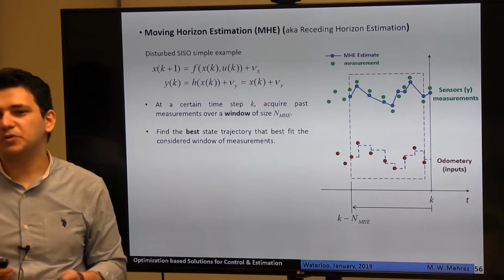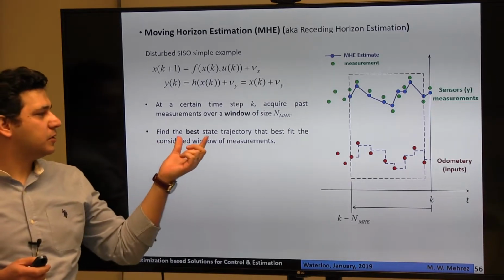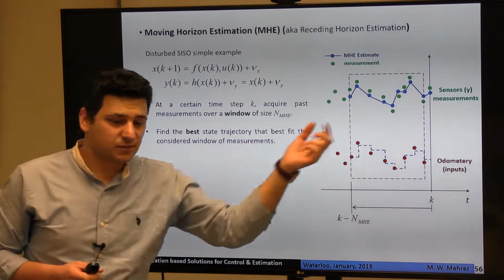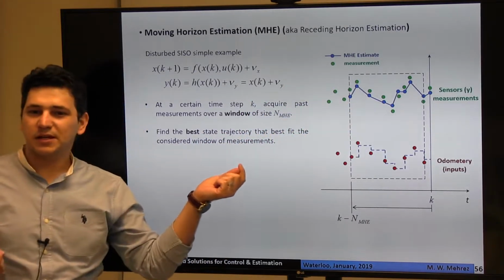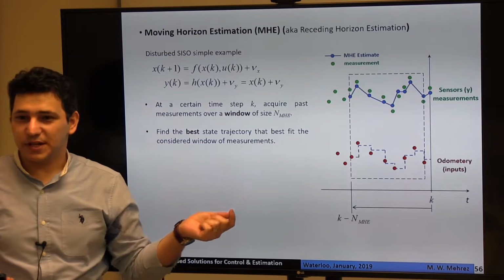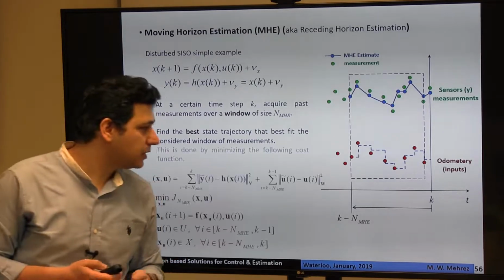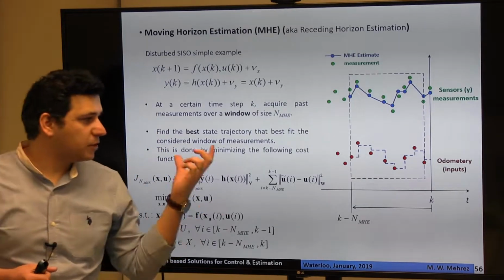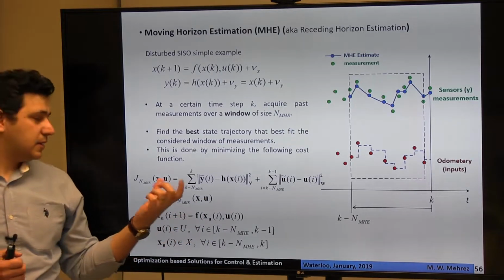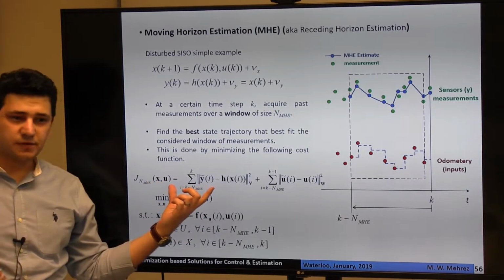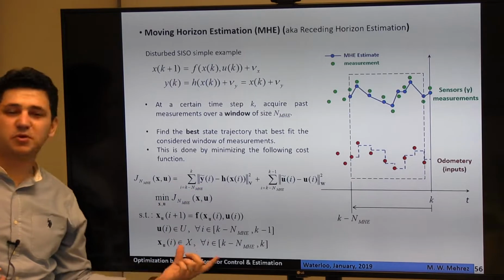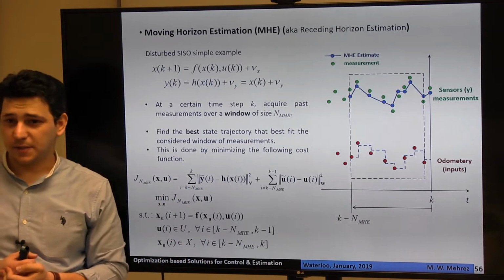So this is what we do in MHE. Again, we're finding a best trajectory that fits. These words sound like we would use optimization again, right? So that's what we do in the end. We formulate this as an optimization problem. We have a cost function very similar to the MPC cost function, and some constraints that we would like to respect.